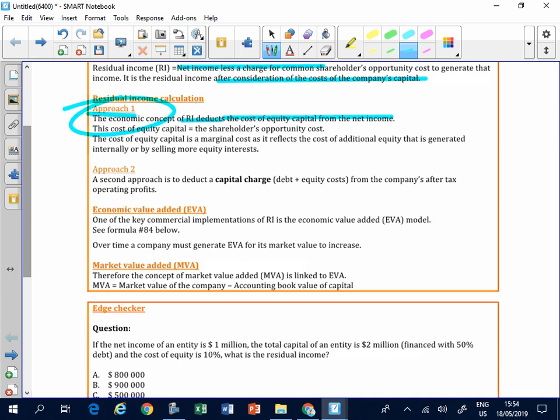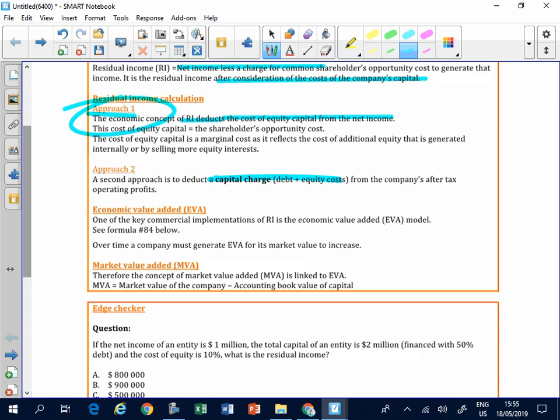Approach two looks at the entire funding structure again. Now we get back to that column, and we're going to work out the weighted average cost of capital. But the important thing about that is that it's not using earnings, it's using net operating profit. So it's very similar in the way that it looks at it, but there's a slight change when it comes to what you're going to use. And obviously you're not going to use cost of equity, you're going to use weighted average cost of capital to determine your capital charge. Okay, and that's the debt plus equity cost for the company after tax operating profits. So very, very closely related to ROIC.